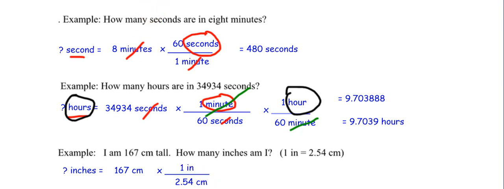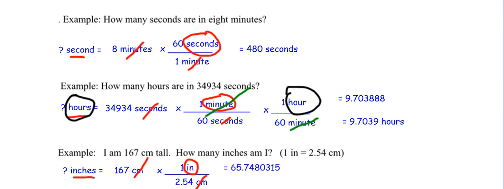So look what I've just accomplished. Centimeters cancels out. I'm left with inches. Is that the unit I want? Yes, it is. I'm done. I've set it up. So now what I do is I take 167. Uh-oh, this is in the denominator? Yes, it is. So I'm going to take 167 and divide by 2.54. And what do I get?